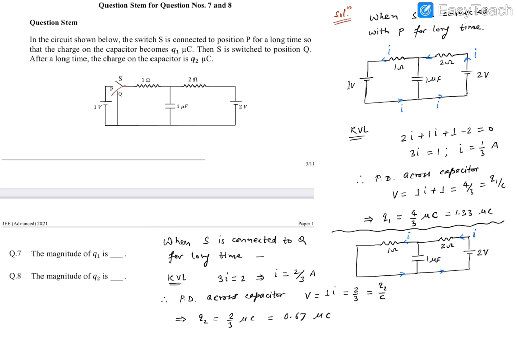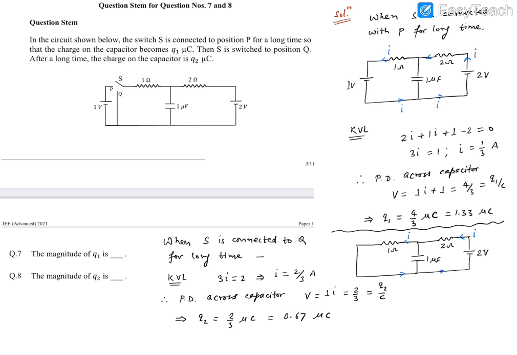Now when this switch is shifted to Q and time is allowed for a long time, the circuit will become this much. That means the 1 volt battery will not be in the circuit now. Again, we can think that after a long time this capacitor got fully charged and no current is passing through it. So let's say the current is I, a different I for this particular case, and it is running in this outer loop. Go for KVL, and the KVL will say 2I plus 1I is equal to 2. That is basically 3I is equal to 2, that is I is equal to 2 by 3 ampere.